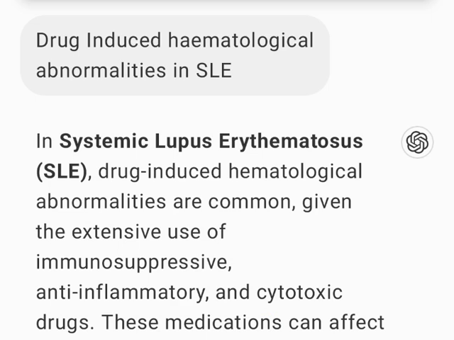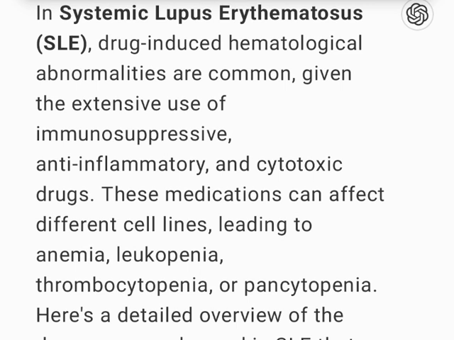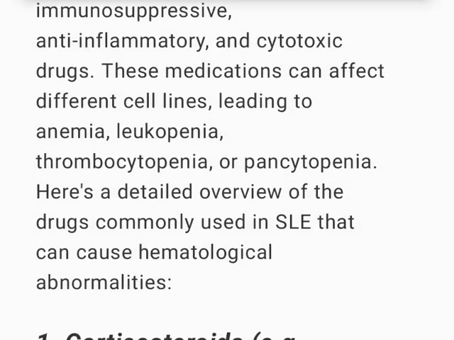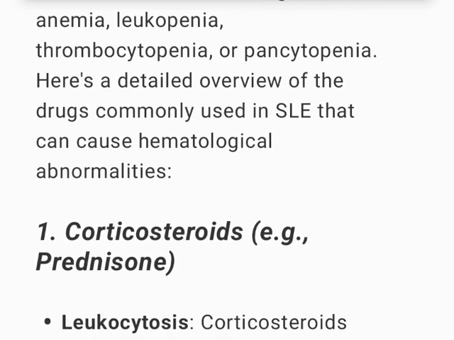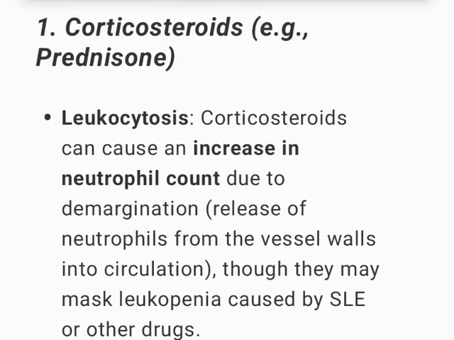In systemic lupus erythematosus, SLE, drug-induced hematological abnormalities are common, given the extensive use of immunosuppressive, anti-inflammatory, and cytotoxic drugs. These medications can affect different cell lines, leading to anemia, leukopenia, thrombocytopenia, or pancytopenia. Here's a detailed overview of the drugs commonly used in SLE that can cause hematological abnormalities.